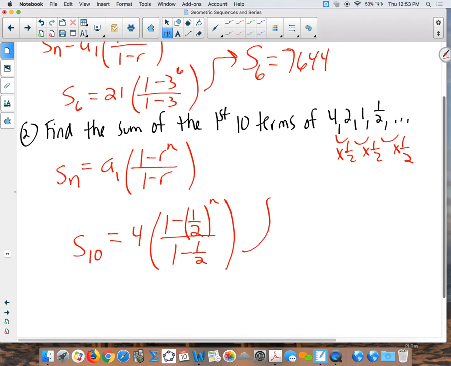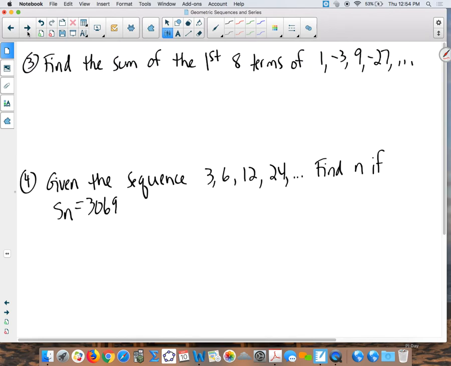Again, using your calculator, being very careful. S sub 10 is 1,023 over 128. Again, I would prefer you put it in as a fraction if you get a crazy decimal. If it doesn't convert easily, then we'll talk about rounding. But for now, try to convert it to a fraction. All right, let's look at a couple more here.